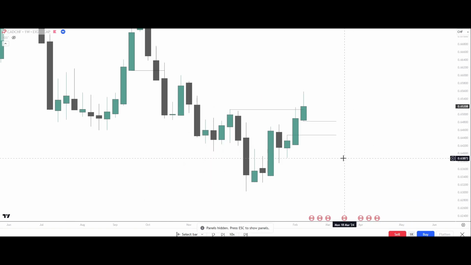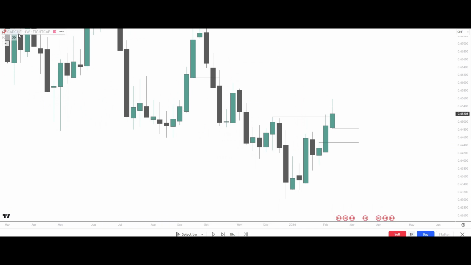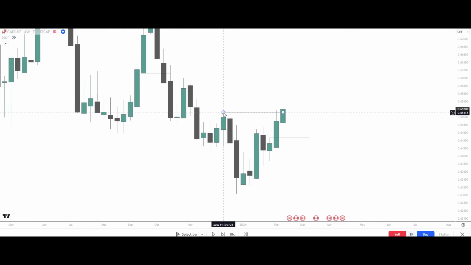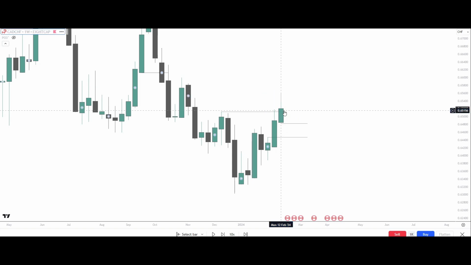All right, so this is our next example right here, and this is Canadian dollar Swiss franc on the weekly chart. And here is a red on a short-term high, or in this case an ERL, we'll call it an ERL here. There's a red on an ERL here, so we will expect the market to take out the internal range liquidity then, but we need a confirmation.